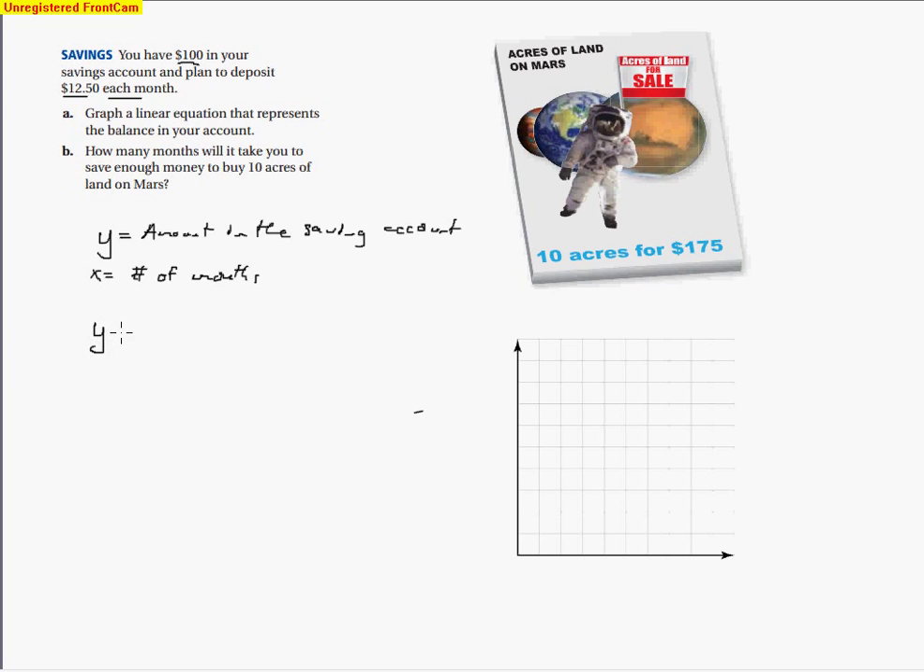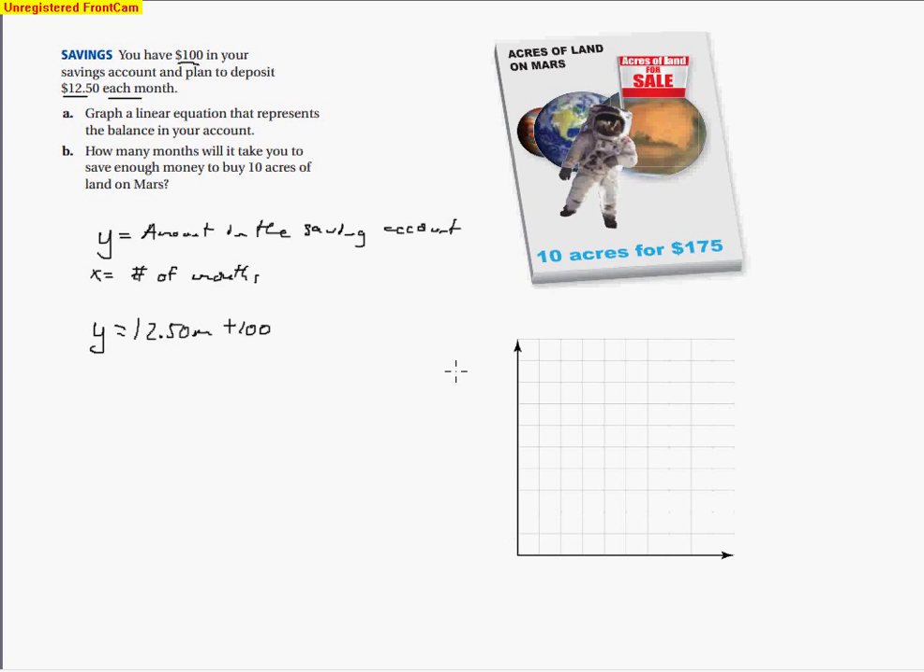So y equals, and then we're saving $12.50 per month, so times the number of months, and then we're going to end up starting with our $100. So we have $100 to start with. So we have that $100, and we're saving $12.50 per month. So now we've written the equation, and now we're going to graph that linear equation.